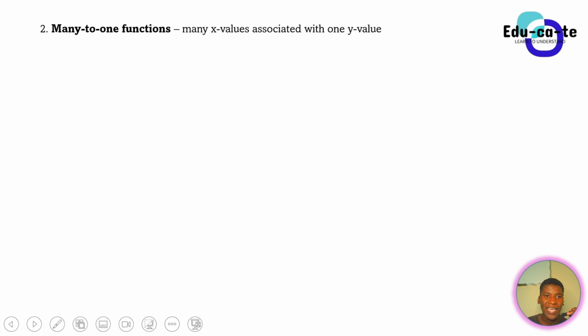But it can happen that we have a many-to-one function whereby many x values are associated with one y value. Many x values, one y value. That's why we say many-to-one. We always start with the x. When we say many, we are referring to the x, and then one, we are referring to the y. So we're having many x values associated with one y value.